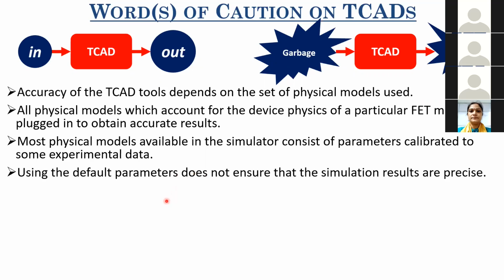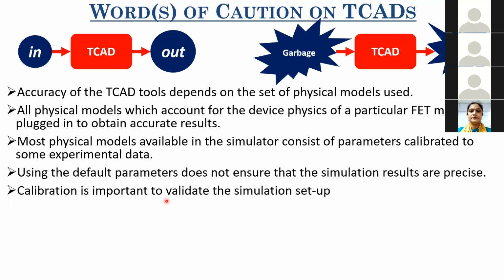So that is what I was telling. Using default parameters does not ensure that the simulation results are precise every time. For new devices, physics can be different, phenomena can be different, and as such, experimental conditions can be different. So you have to reproduce those experimental conditions by tuning your default parameters to match the experimental data. This process is known as calibration, and it is very important to validate the simulation setup. I can go to the extent of saying that without calibration, all the TCAD results are of no use.